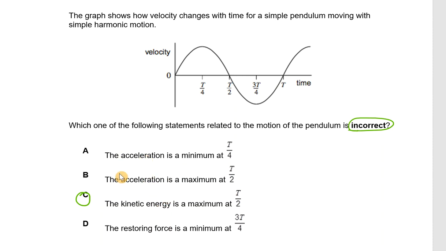Well, because we've got a couple of statements about acceleration, I'm going to draw the acceleration with time as it relates to the velocity. Now, acceleration is equal to the rate of change of velocity with time. And that just means acceleration is equal to the gradient of the velocity time graph. So at this point here, we've got a very large gradient. So it means we've got a very large acceleration.